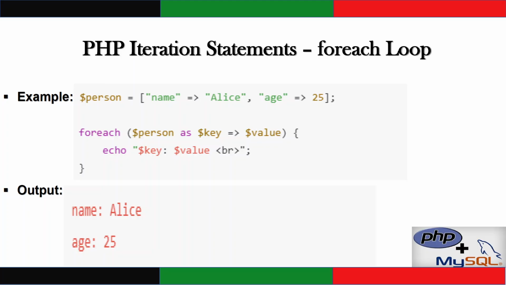Okay, then maybe we go to another important one, which is the key value pair arrays. Here we have the key name, and the value of the name is Alice. So Alice is our value. The key is age, then 25 is our value. If you want to use it that way, this is the syntax: foreach the array, person as key then value, and it's going to be like that.